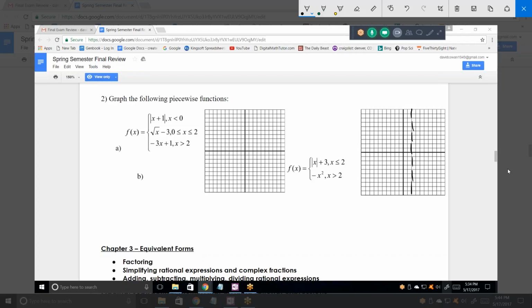Is that a vertical shift or a horizontal shift? Oh, vertical, sorry. Okay. So, I'm going to go to where absolute value of x would be, move it up 3 units, there's my new vertex, nothing else has changed, but I only want to take it over to that dotted line. And closed circle there, because it's less than or equal to 2, with an arrow there, meaning it goes on forever. Now, the only other zone is this zone. So, the other function needs to be graphed there.